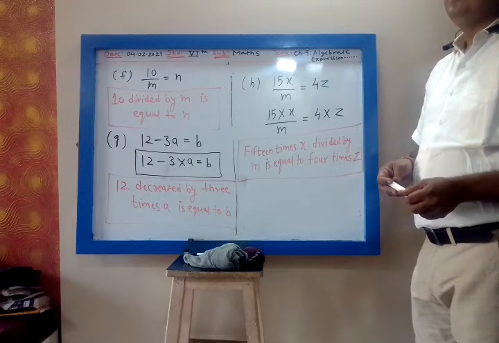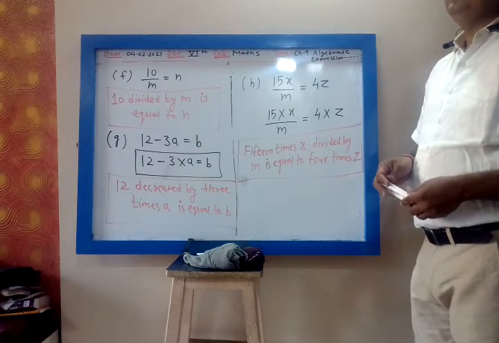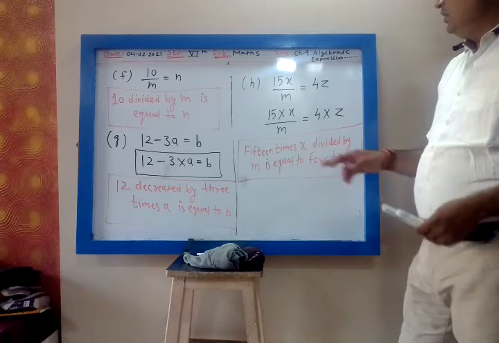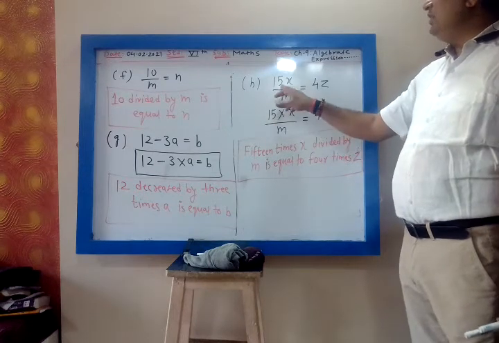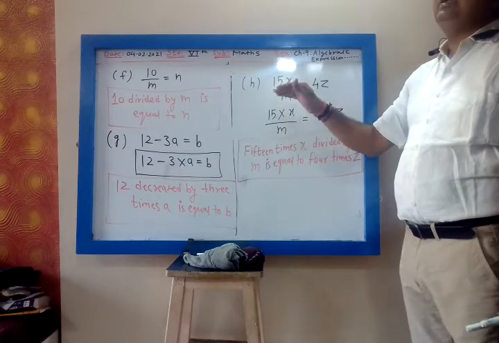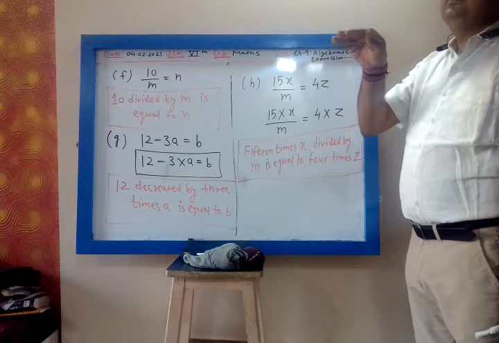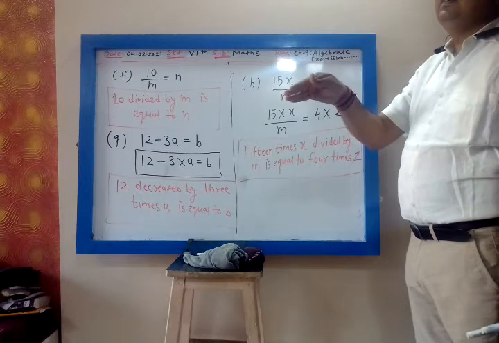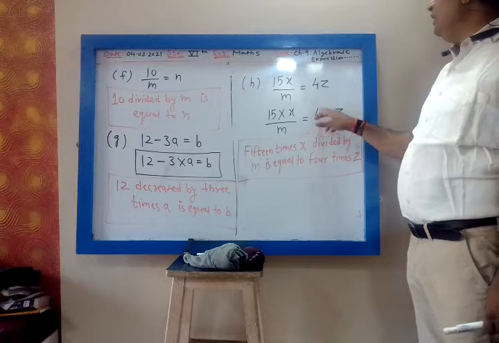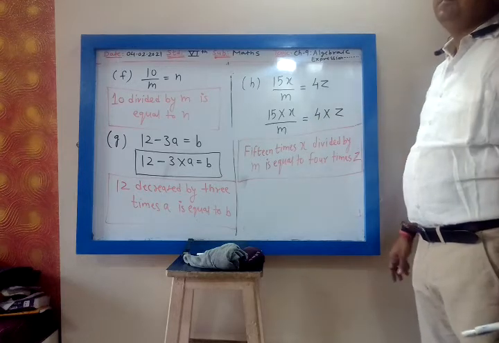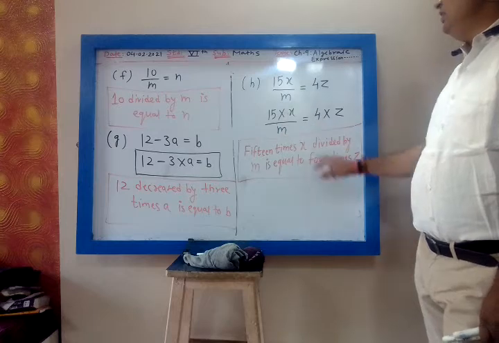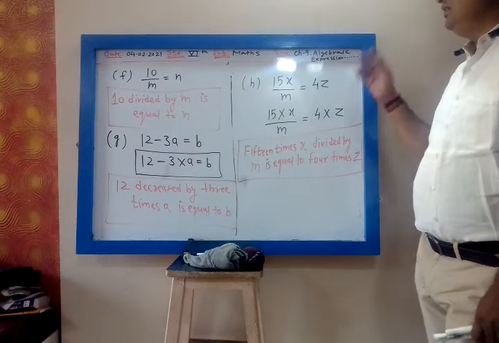Which one? Which one are you not able to understand? Tell me. 15x means it is 15 into x. So 15x is multiplied how many times? 15 times. So 15 times x divided by m is equal to 4 times z. That's all.